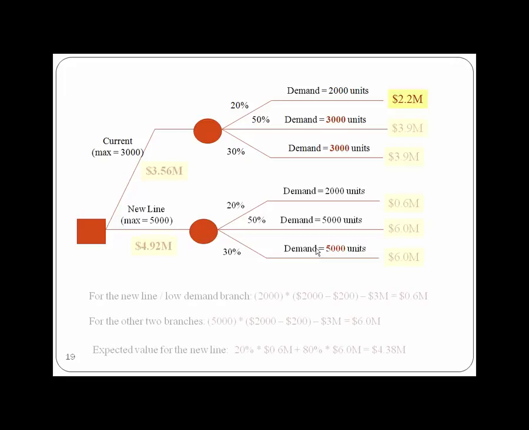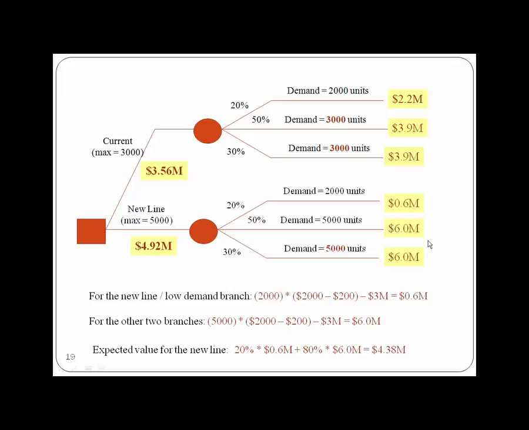So again, going through the same types of calculations, for the new line, low demand branch, it turns out we have a payoff of 0.6 million or 600,000. Why is it significantly lower than it was for the same type of branch for the current capacity option? Well, the difference is because of the higher fixed cost. But look what happens. If demand gets up to 5,000, if we can meet 5,000 units of demand, then we get a payoff of 6 million.